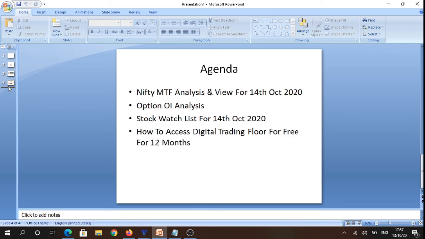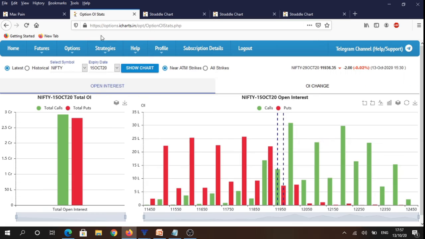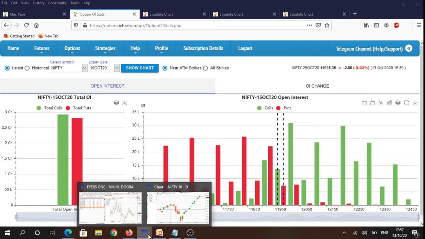Our analysis for tomorrow would be: above 11,934 level we can potentially trade towards today's high of 11,988, and above that 12,015 and 12,049 potentially. Below today's low of 11,888 we can trade towards 11,861, 11,827 and potentially 11,788 levels. So basically it is just confirming the overall open interest data, that we are potentially in a broad 11,800 to 12,000 range in Nifty.